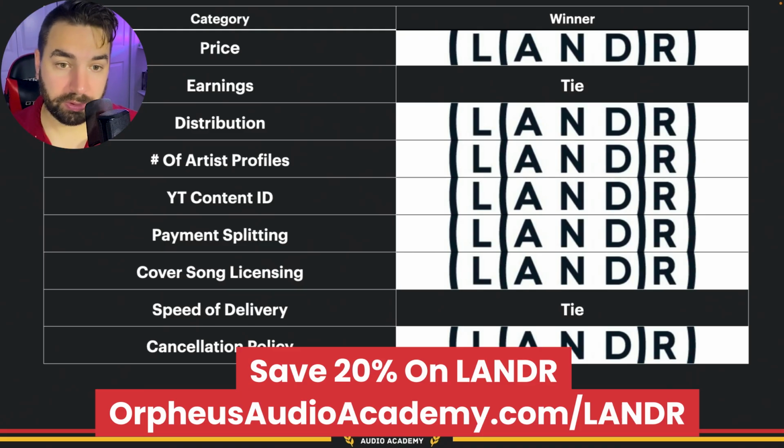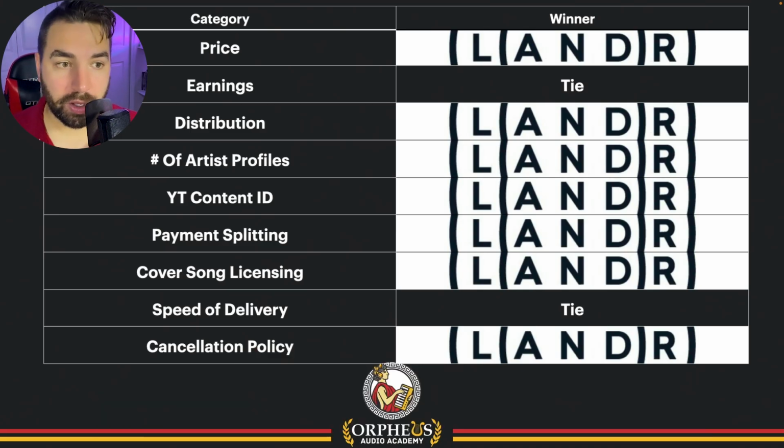Not only does LANDR allow you to upload cover songs, but they also give you an extra option where you can pay $15 one time and they take care of all the licensing for your cover song. You can also go get the license yourself if you want to. You can go to Easy Song Cover Licensing or Harry Fox Agency and purchase the mechanical license yourself, and then upload the documentation if you want to. Or if you don't want to go through that headache, you can just pay LANDR one time $15 and you're set and you're good. So that's amazing.